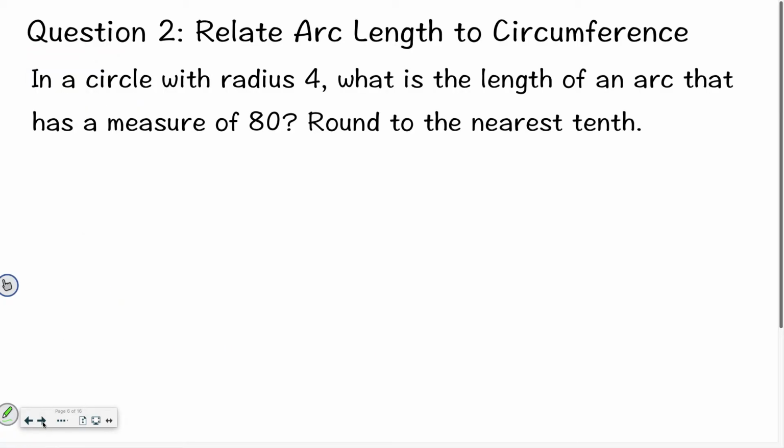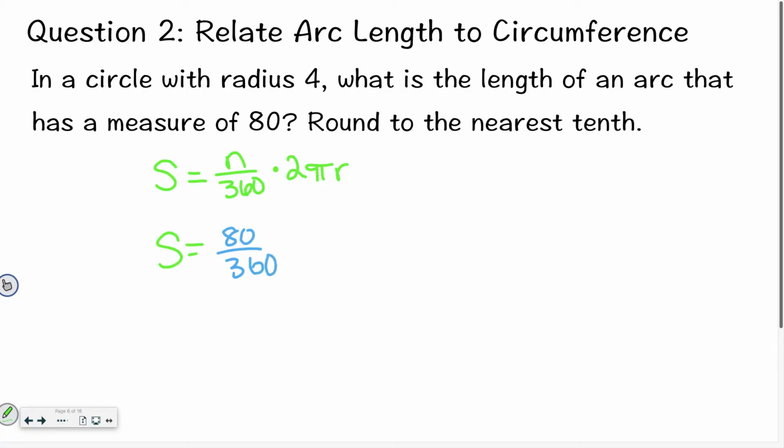Okay, we're going to use that on the next question to solve this problem. In a circle with a radius 4, what is the length of an arc that has a measure of 80? Round to the nearest tenth. Starting with our formula, the arc length equals n over 360 times 2 pi r. Now let's fill in the information that we know. We know we're solving for the arc length. We know the measure of our angle is 80.